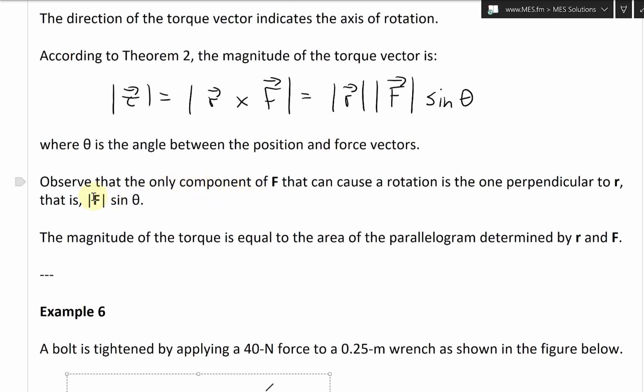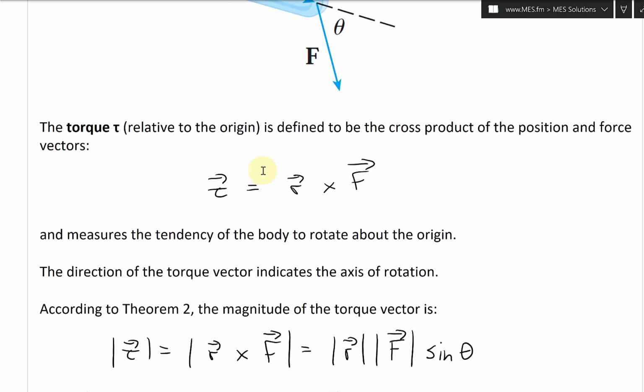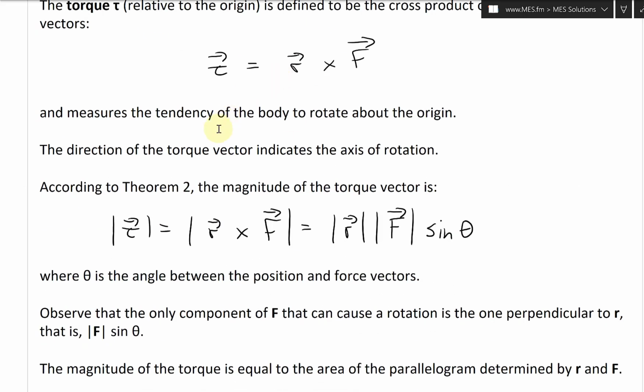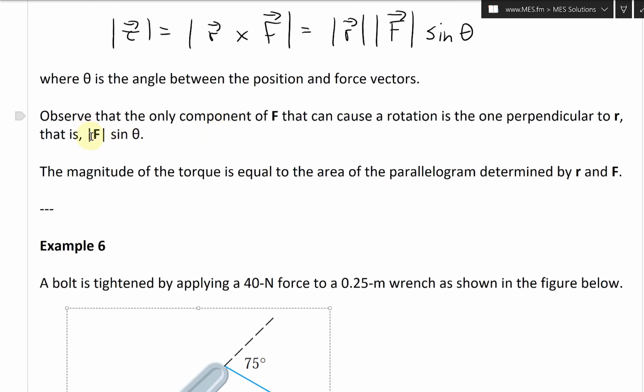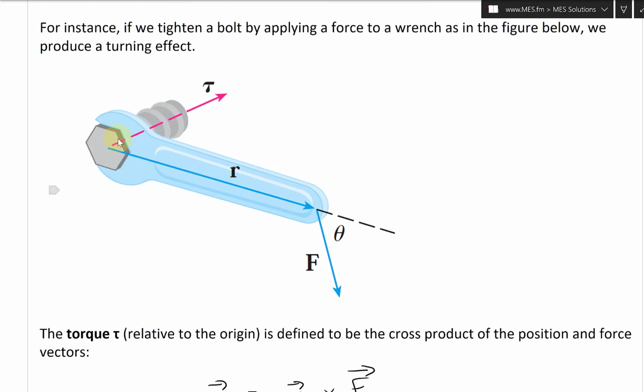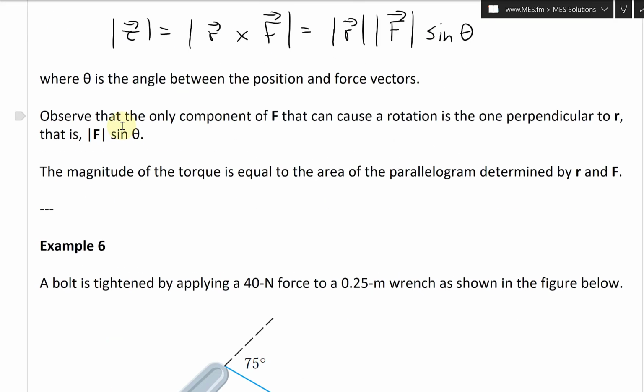It's fascinating stuff. Now observe that the only component of F that can cause a rotation is the one perpendicular to r. That is the magnitude of the force times sine theta. So it's only this component right here, sine theta. It's perpendicular, like that. That's fascinating stuff here. Now let's continue further.